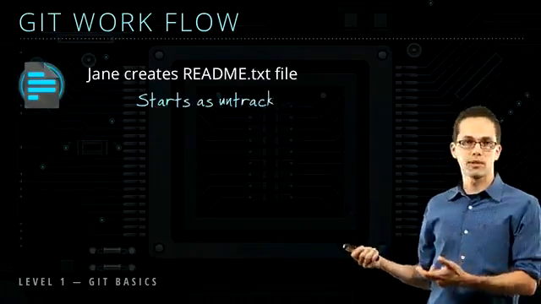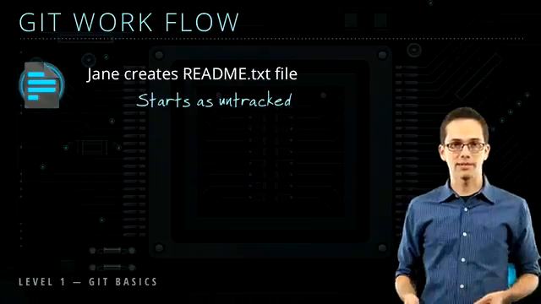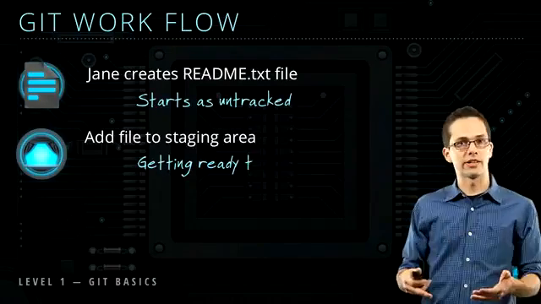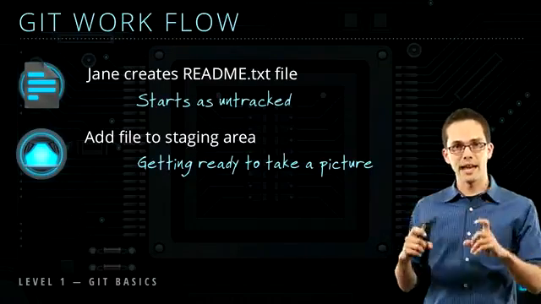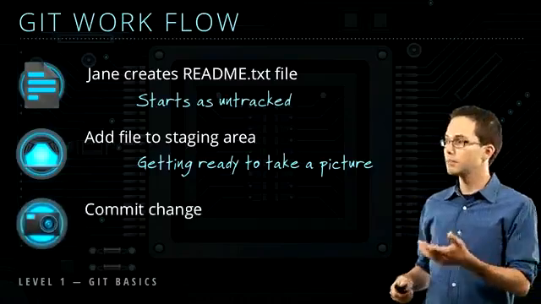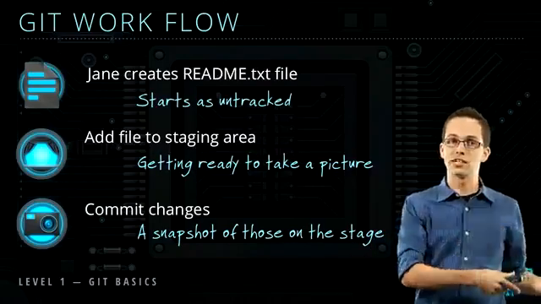So Jane, our user here, is going to create a README file. That README starts out as untracked. When we're ready to start tracking that file, we're first going to add it to a staging area. We're getting ready to take a snapshot. Then we're going to create our first commit. And a commit is basically like taking a snapshot of those files that we put on the stage.